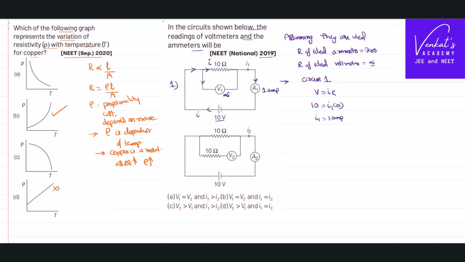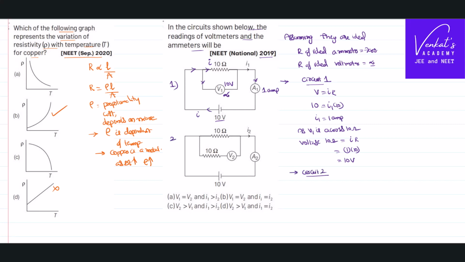Let us also have a look at that V1. As V1 is connected across 10 ohms, the voltage across 10 ohms is the reading of the voltmeter. That formula is nothing but IR. I is 1, resistance is 10. So, voltmeter V1 shows 10 volts, that is the first circuit. Let us have a look at the second circuit.